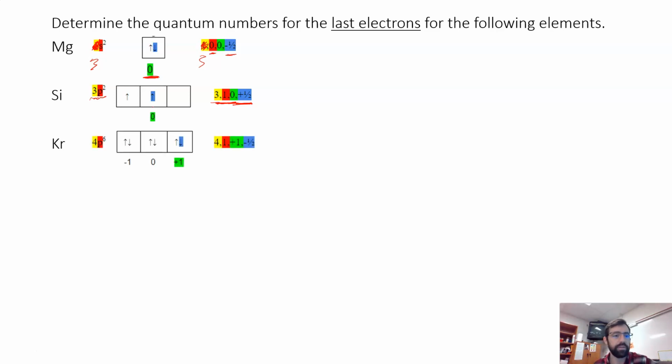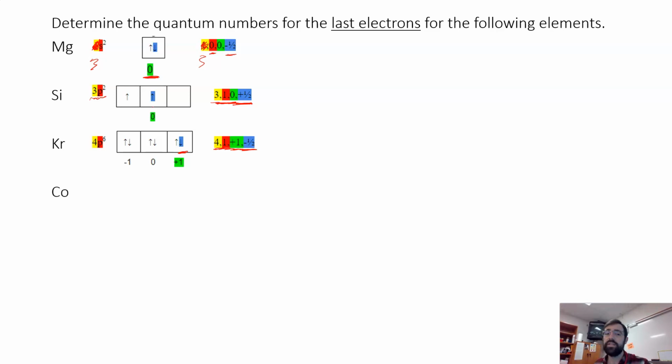And if we fill out the orbital diagram, that gives us 2 electrons in each orbital, and the last electron we drew would be the down electron on the last orbital to the right. So that gives us 4 for the energy level, 1 because it's a p sublevel, positive 1 because it's on the right, and then negative 1/2 because it's a down arrow. Then we get to cobalt.